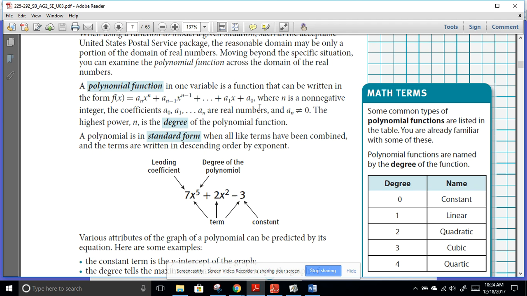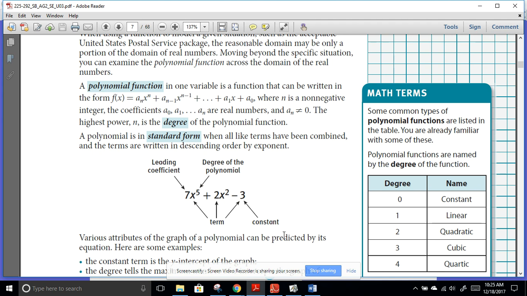So Springboard says here that a polynomial function in one variable is a function that can be written in this great big form where n is a non-negative integer and the coefficients a sub 0, a sub 1, and a sub n are all real numbers, and a sub n cannot be 0. That's the definition. What the heck?